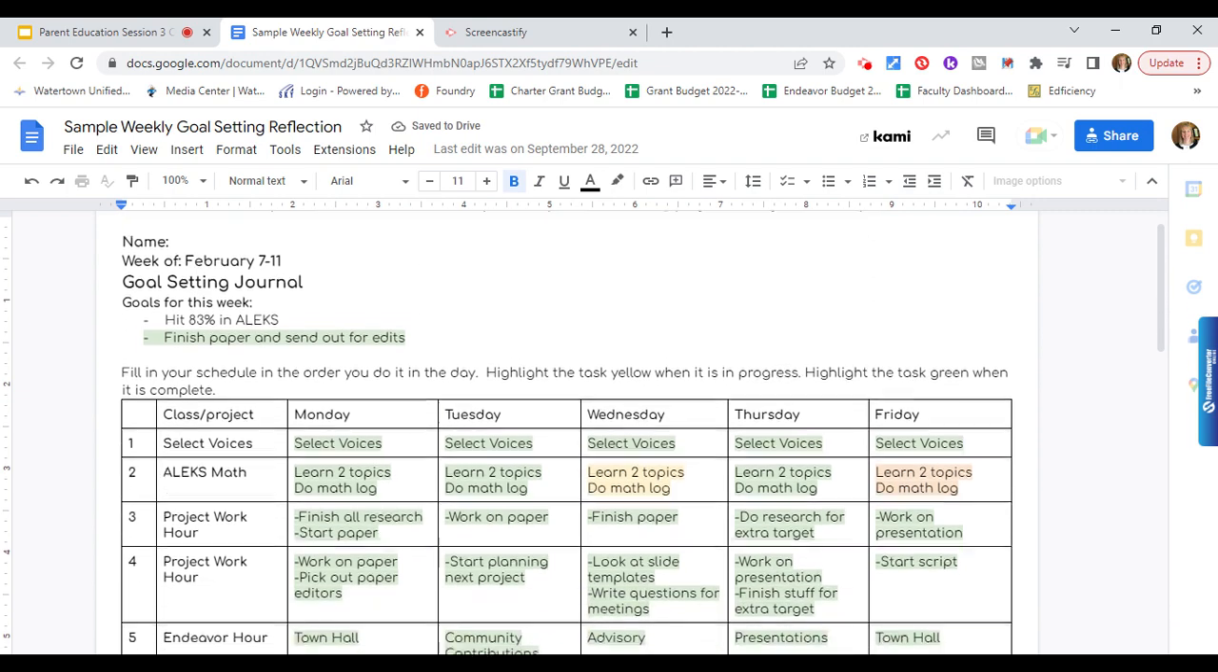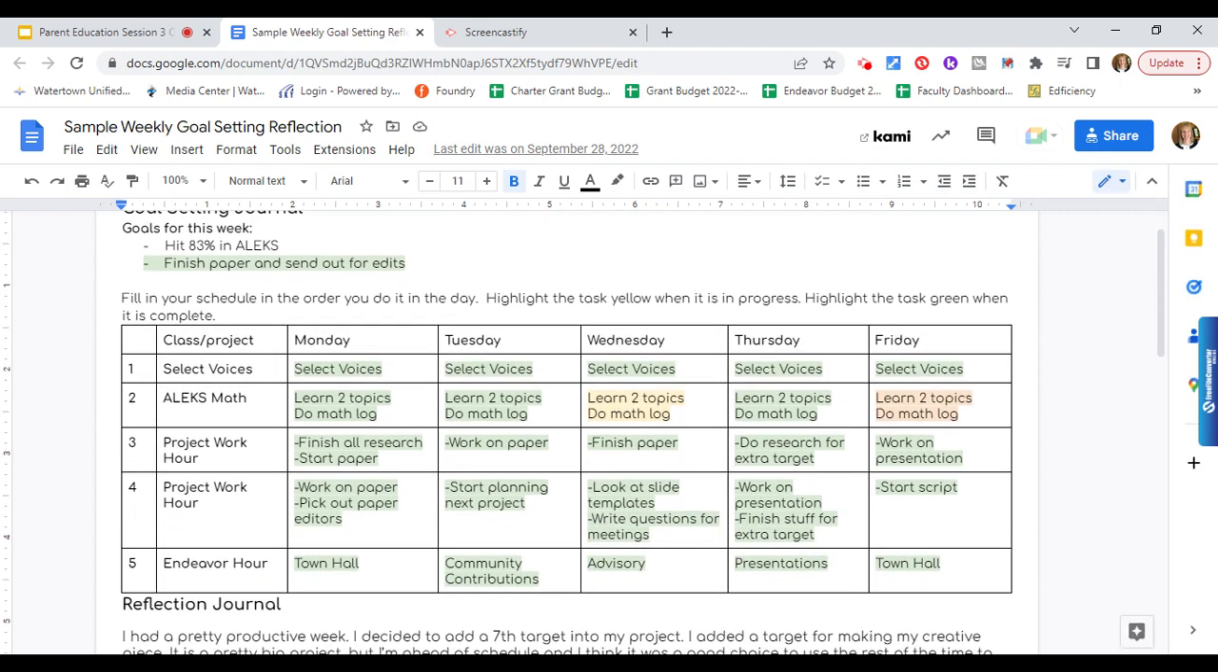The student has noted that they have their WHS class. Then in second hour, they have chosen to work on their math class. Notice that the student has set a goal of having 2 topics finished and doing their math log every single day. Third hour is this student's project work hour.